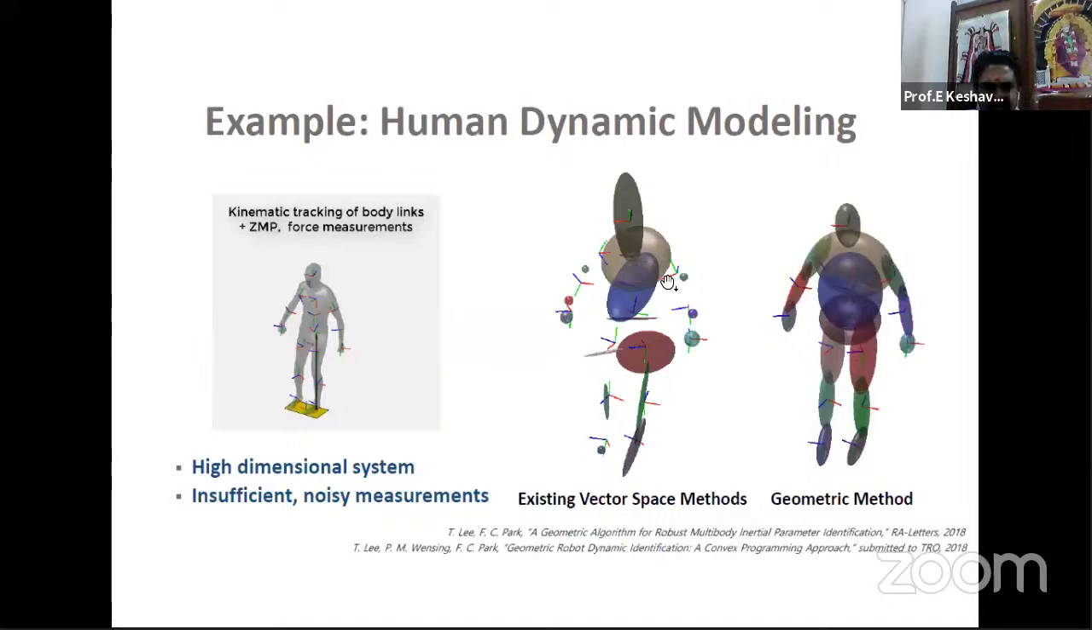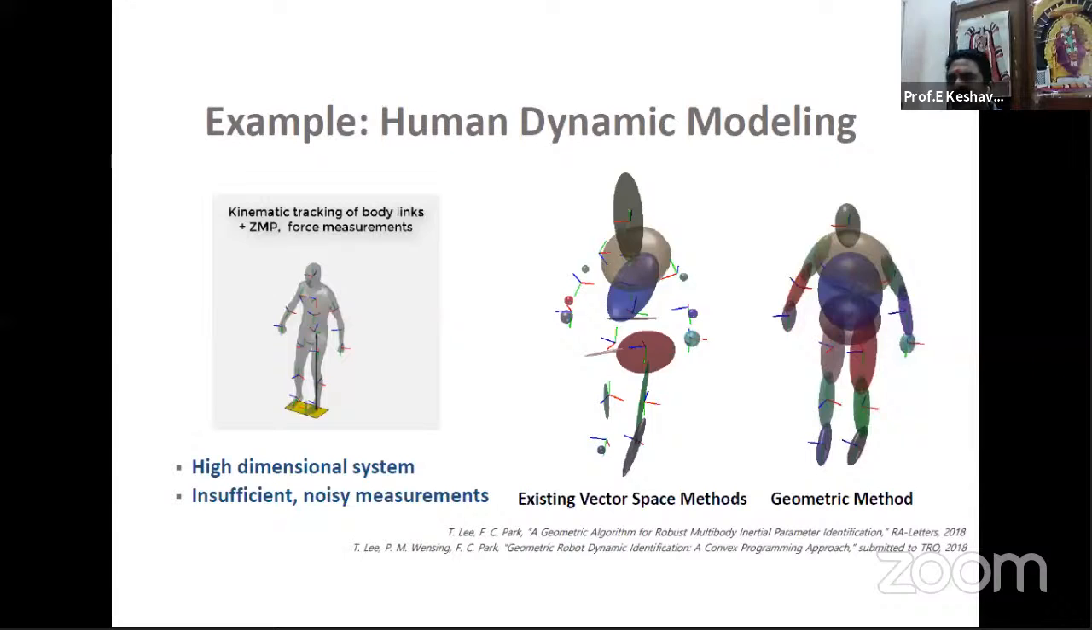Now the human dynamic model, the kinematic tracking of body links. The existing vector space method is this one, and the geometric method is this one. Therefore, we are going for the geometric method rather than the vector space method. The Riemannian metric and geodesics, or differential geometry, now play a very important role in artificial intelligence and machine learning, because we are dealing with high-dimensional systems.